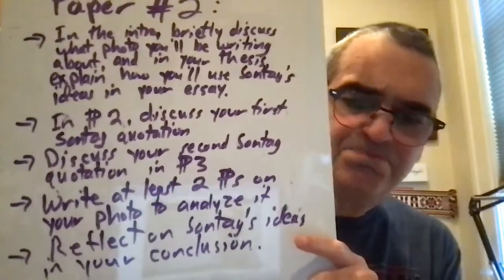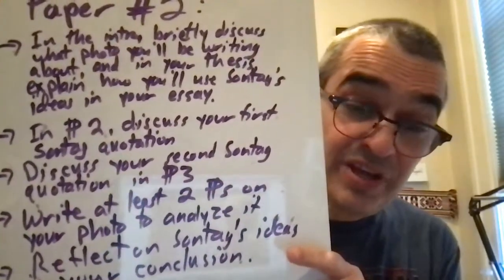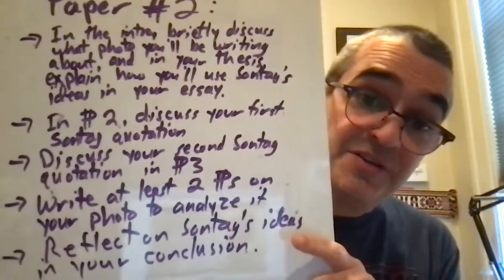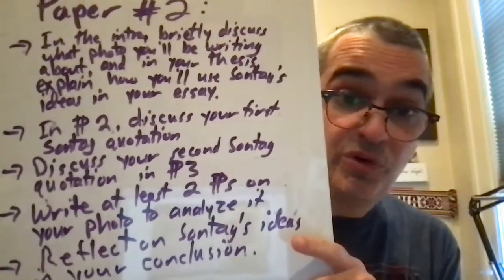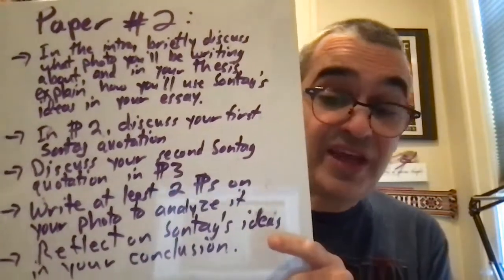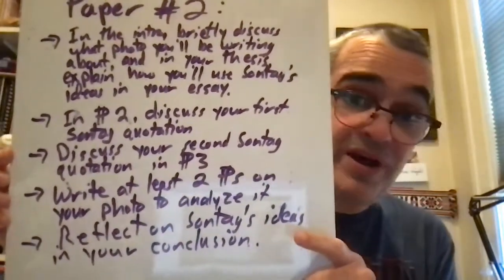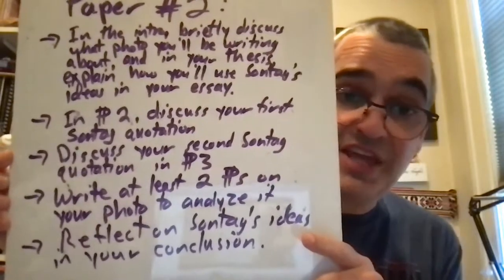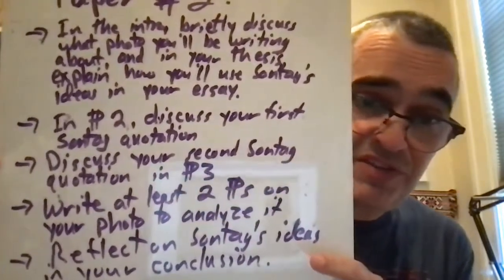Next part of the paper, at least 2 paragraphs talking about your photograph. What's in it? How does it relate to Sontag? How does it support or refute her ideas? And again, be descriptive. If it's a family photo, tell me about it. Who are these folks that I'm looking at? If it's a vacation photo, what kind of adventures did you have on this vacation?